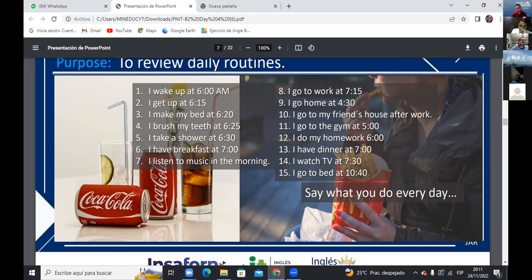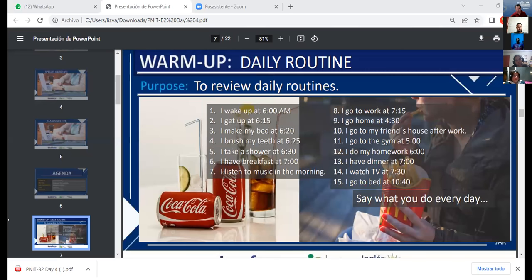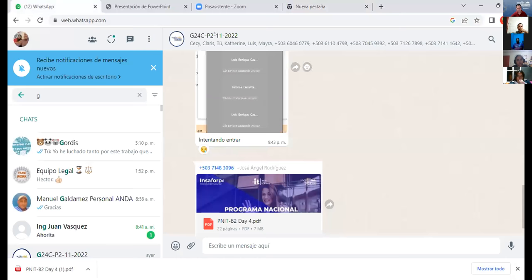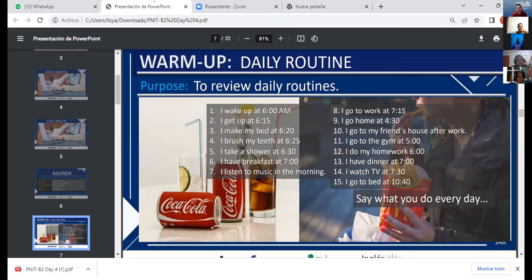I go to my friend's house after work. I go to the gym. I go to the gym at 5 p.m. I do my homework at 8 p.m. I have dinner at 9 p.m. Me cambiaron, me boicotearon ahí. Perdón. I watch TV at 10 p.m. I go to bed at 11 p.m.